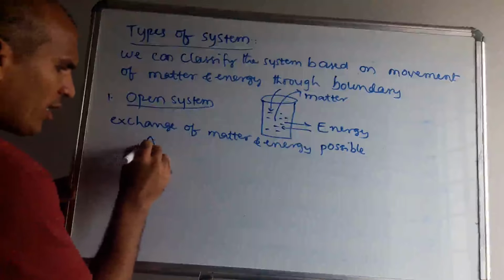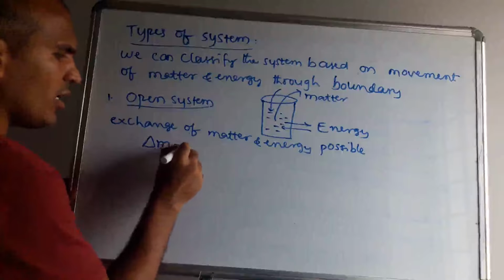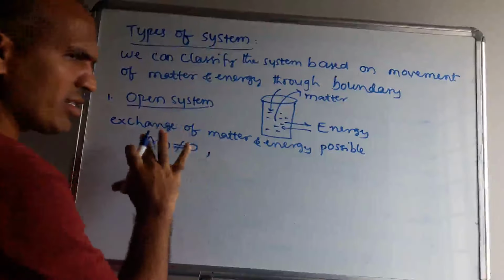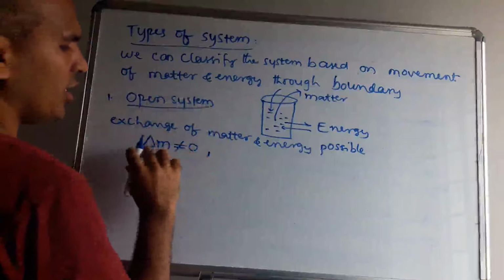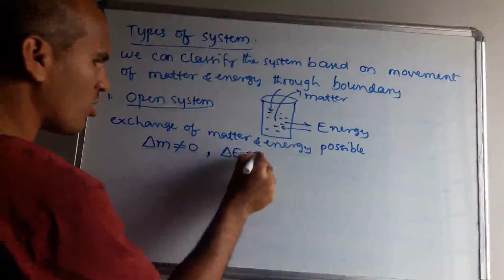Therefore, I want to write delta M, where delta means change and M means mass. Mass is not constant. If it were constant, there would be no exchange, and delta M would be equal to 0. Delta E, the change in energy, is also not constant.